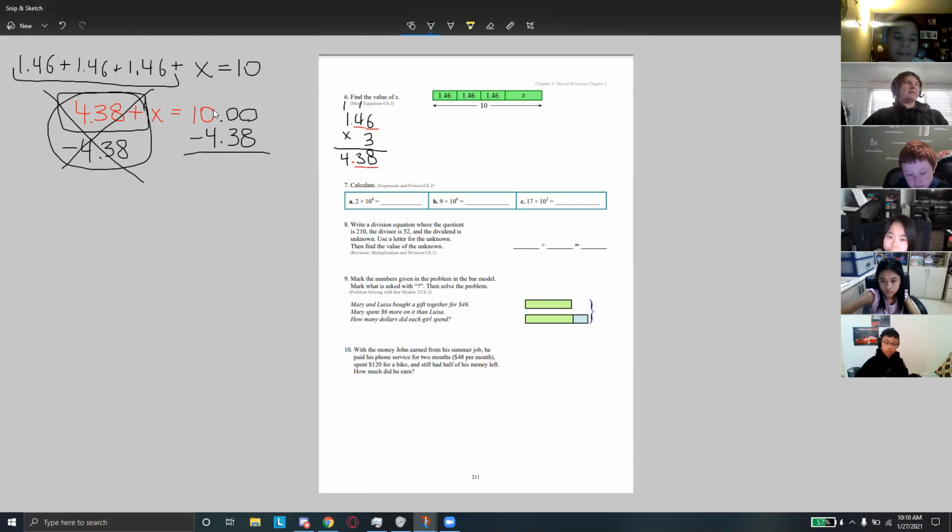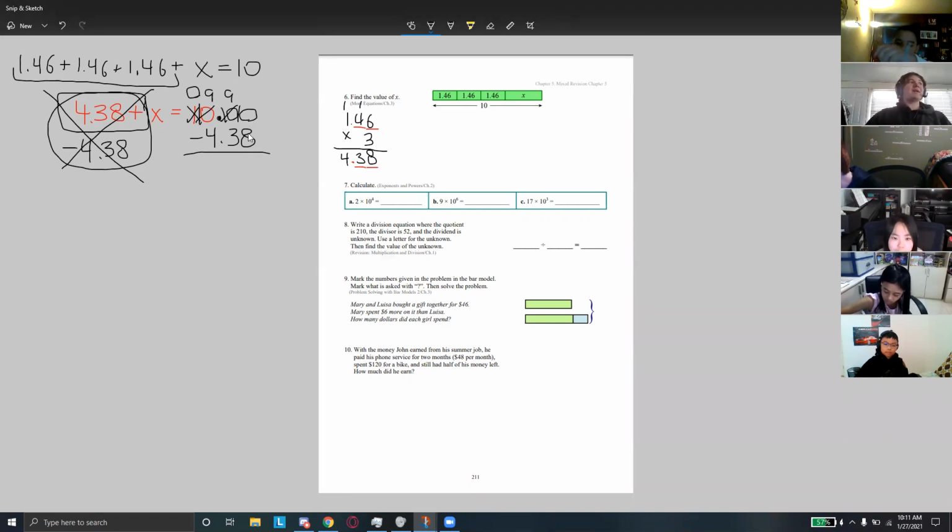So 10 minus 4.38, great. 0 minus 8, can't do that. So we're going to borrow from the left, can't do it. Borrow from the left, can't do it. Finally, we can borrow here. So we'll make a 9 in the ones place, and then this will be a 10 here, and we'll make it a 9, and boom, 10 in the hundredths place.